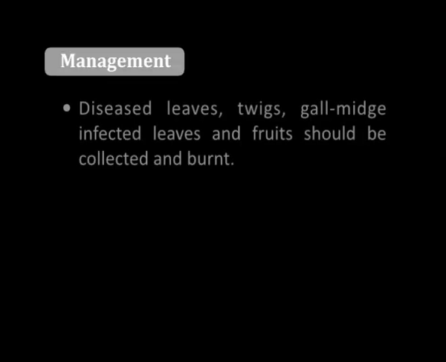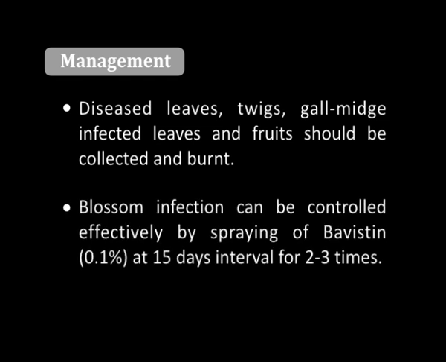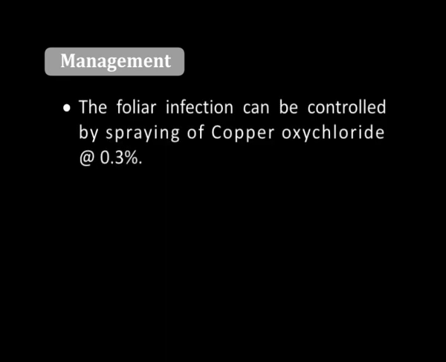Now coming to the management of the disease. Diseased leaves, twigs, gall midge infected leaves and fruits should be collected and burnt. Blossom infection can be controlled effectively by spraying Bavistin at the rate of 0.1% at 15 days interval for 2 to 3 times. The foliar infection can be controlled by spraying copper oxychloride at the rate of 0.3%.